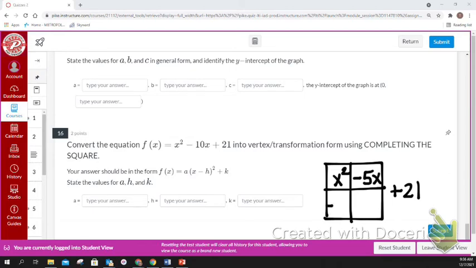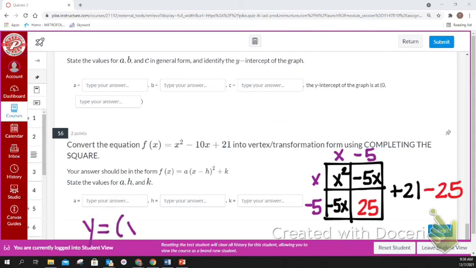Okay, so does anybody remember what the number would be to complete the square? What is the number that would go here? +25. So you multiply these together and you get +25, but you have to take that away. So this becomes y equals x minus 5 squared.